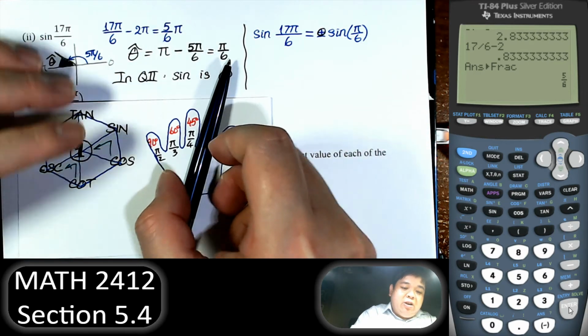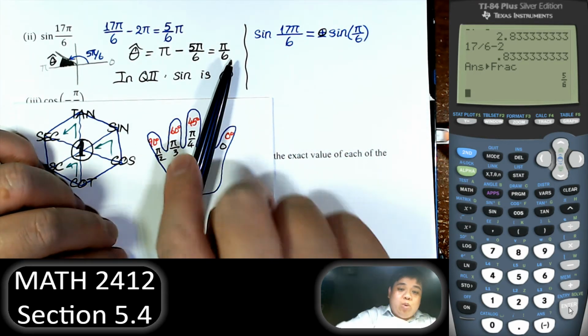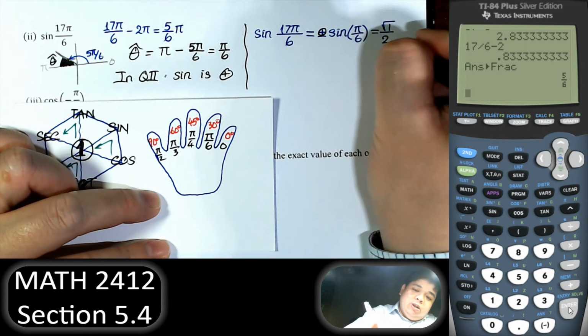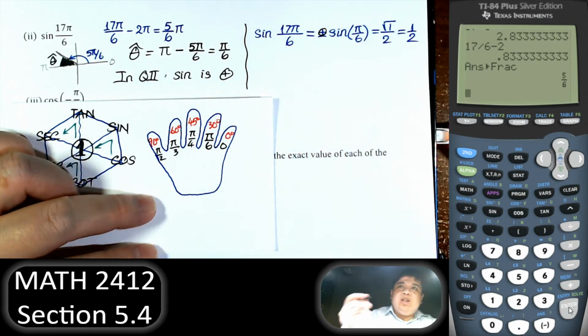So pi over 6. Sine is the number of fingers on the right. There's one finger on the right. Take the square root of that, divide by 2. So that's 1/2. Simple enough.